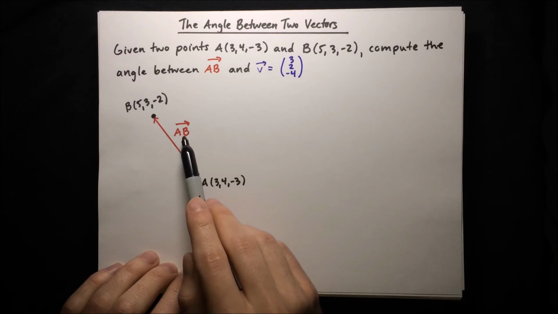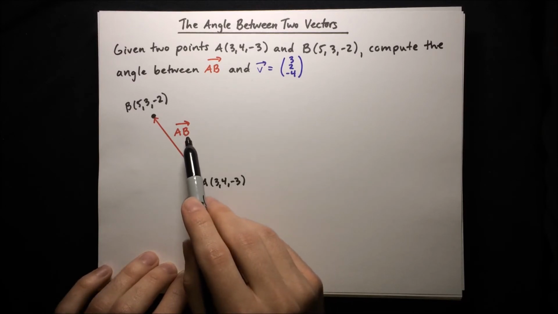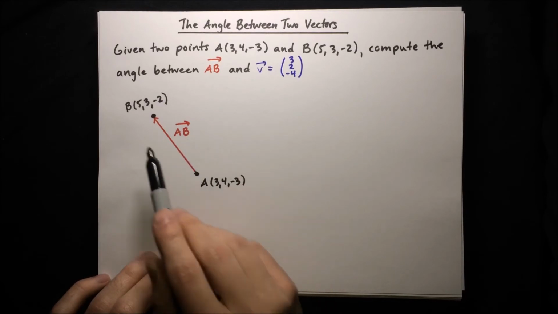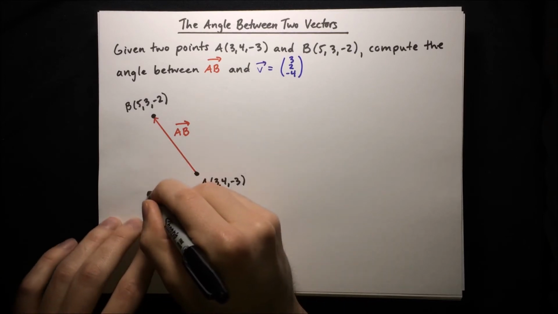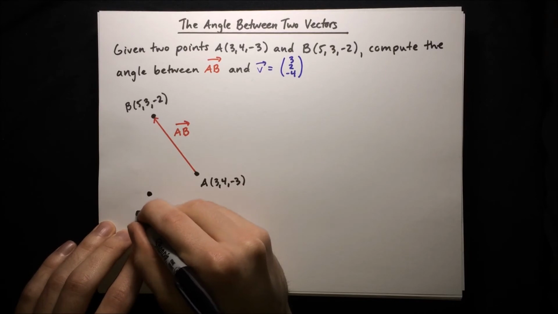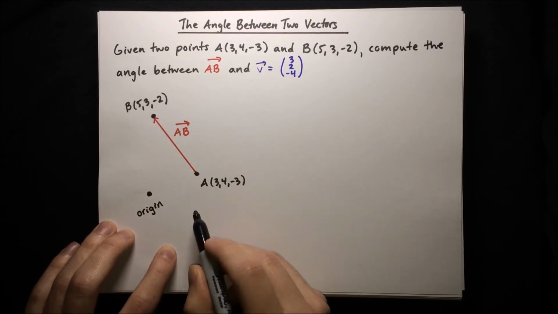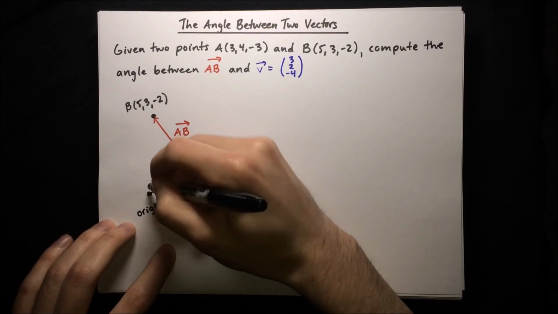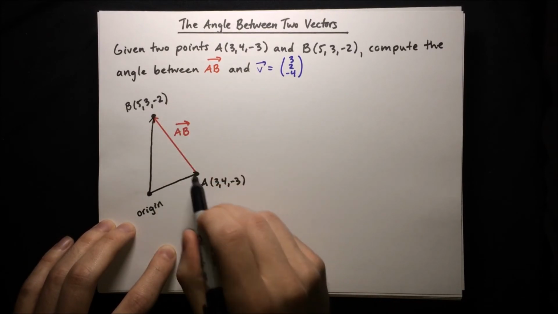Well, in order to do this, we're going to have to perform some vector arithmetic. And in order to do that, we're going to need to have some vectors to work with for A and B. So the bottom line is we should really introduce an origin here. Let's call this point our origin. And we can write down vectors that go to A and that go to B, and we can use those two vectors to compute the vector between A and B.